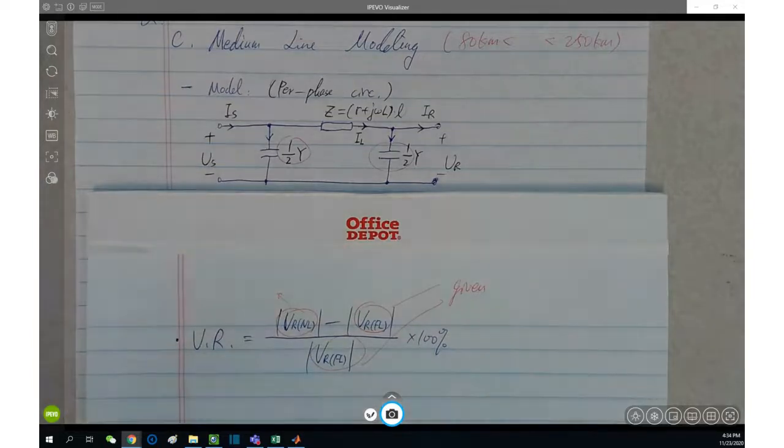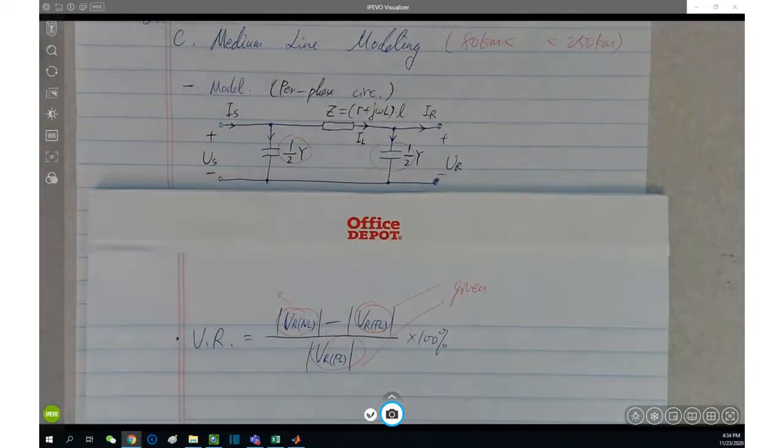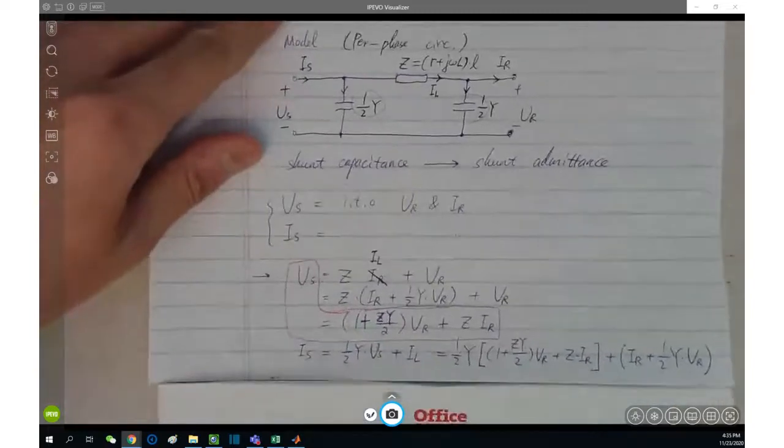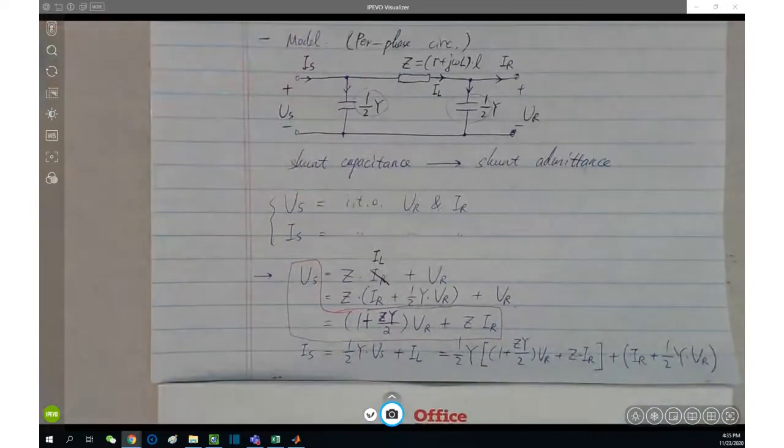So let's take a look at these. Can anyone draw a conclusion on what our VR no load equals? I'll give you one or two minutes. Try to derive this yourself, the circuit as well as the equations. Maybe the equations are more visual, easier to catch. But here's VS and the no load voltage.